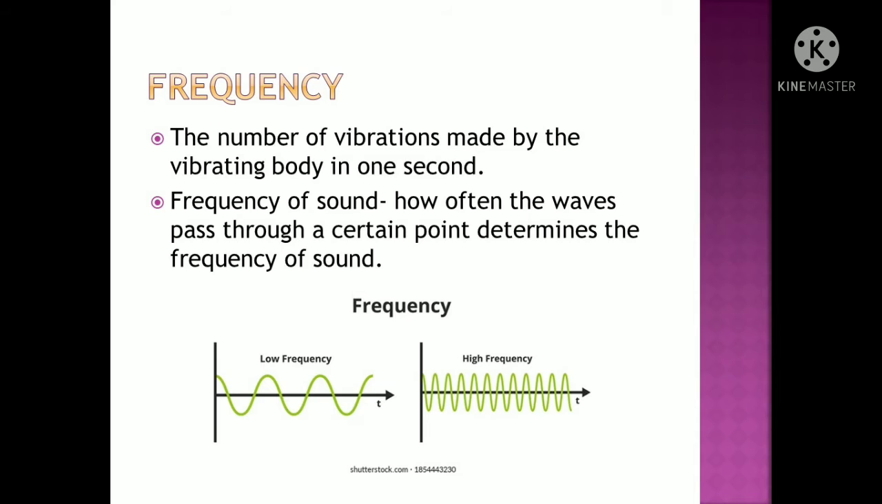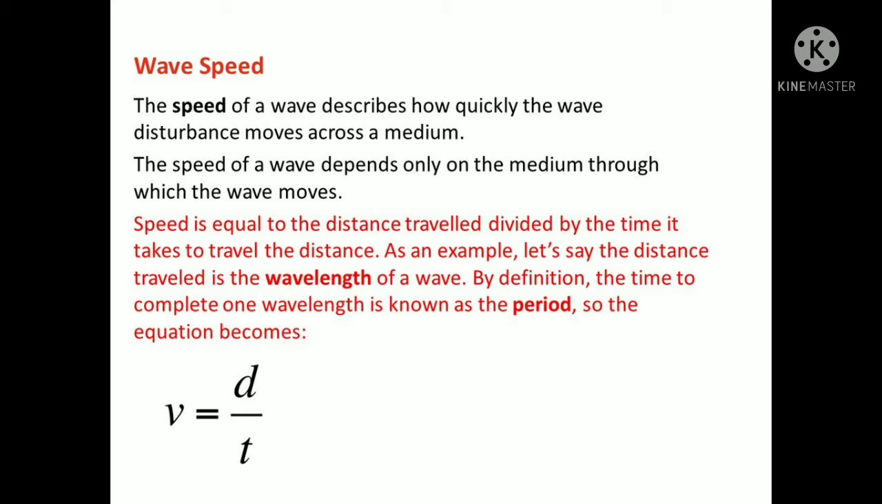Now if we are talking about frequency, there should be a speed of that wave. Okay, so what is the speed of the wave? Let's see. The speed of the wave describes how quickly the wave disturbance moves across a medium, means from one medium to another. When it disturbs and passes through, that is the speed. The speed of the wave depends on the medium through which the wave moves. So speed, denoted by small v, is equal to the distance traveled divided by the time it takes to travel the distance. So how much time? Like t time it has taken.